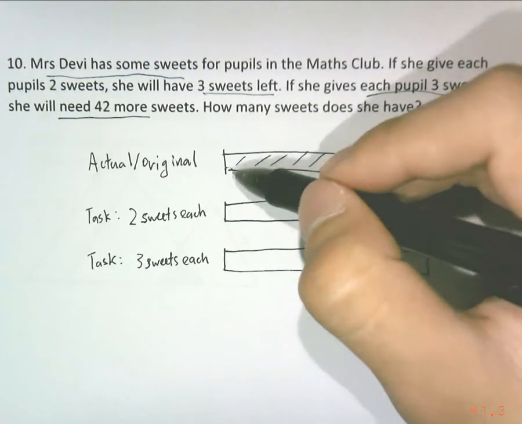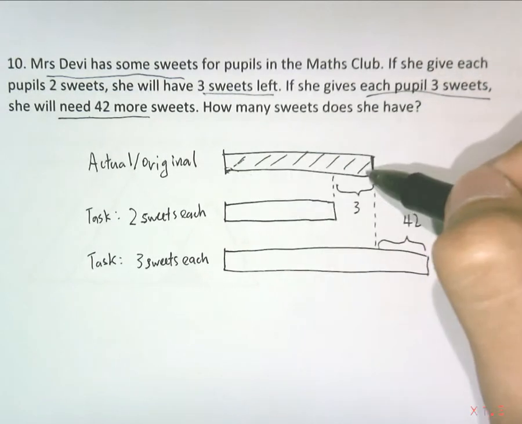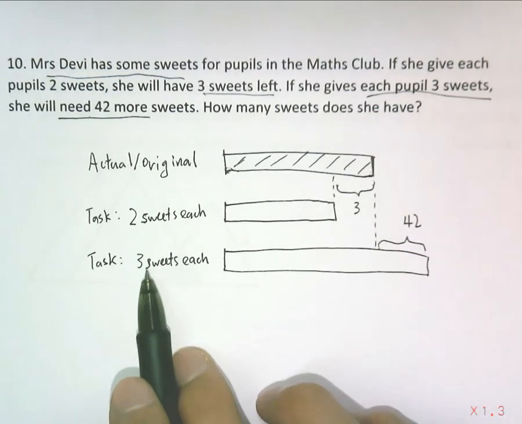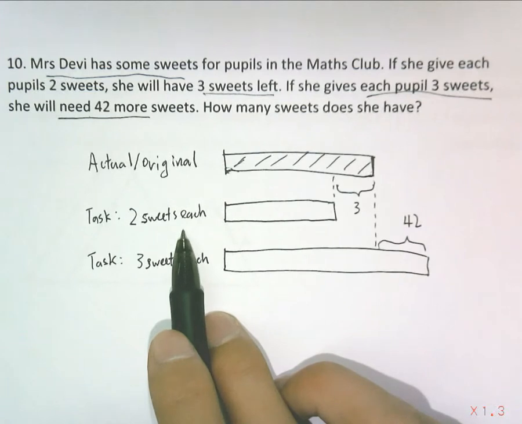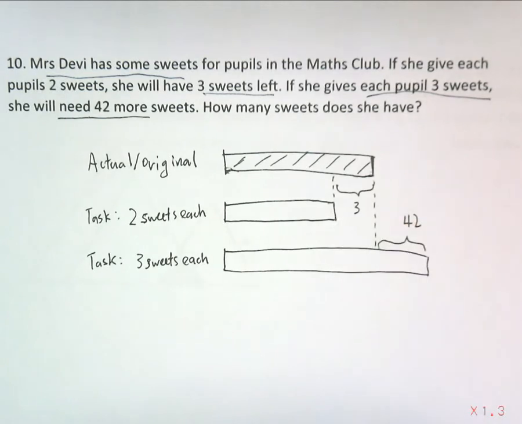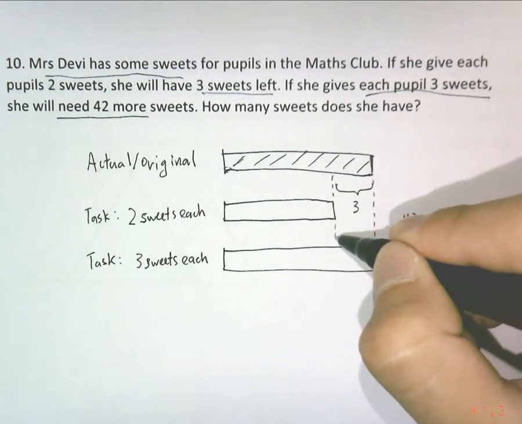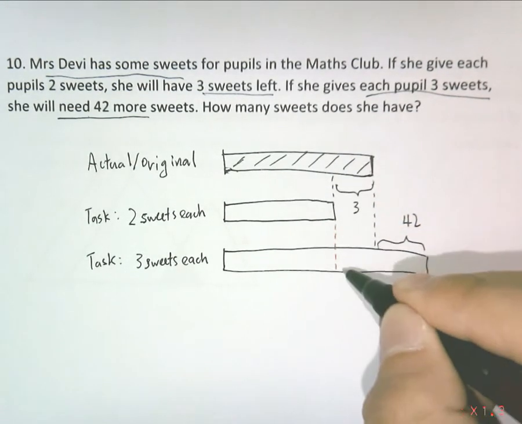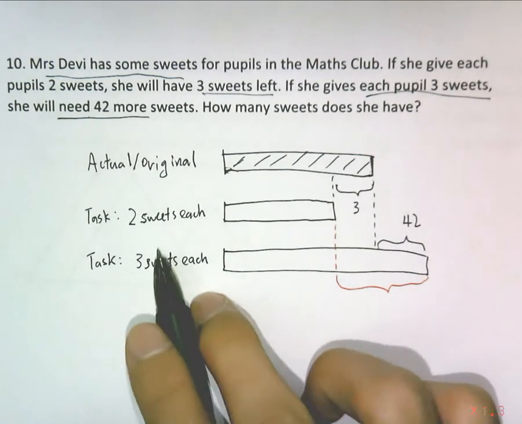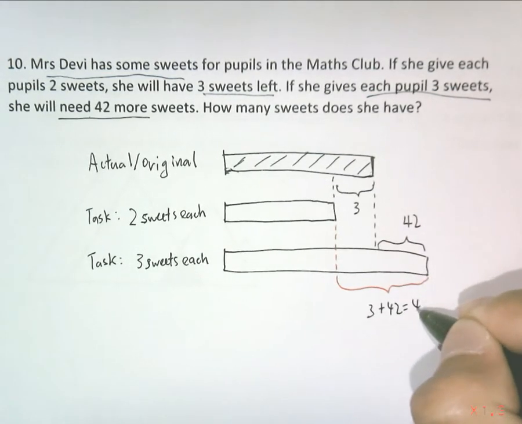So compare both models with the original number. The shaded bar will be used as the original number to compare with. Now you compare both tasks, giving 2 sweets each and giving 3 sweets to each pupil. The difference between giving 2 sweets each and 3 sweets each will give you a total difference of 3 plus 42, which is 45.